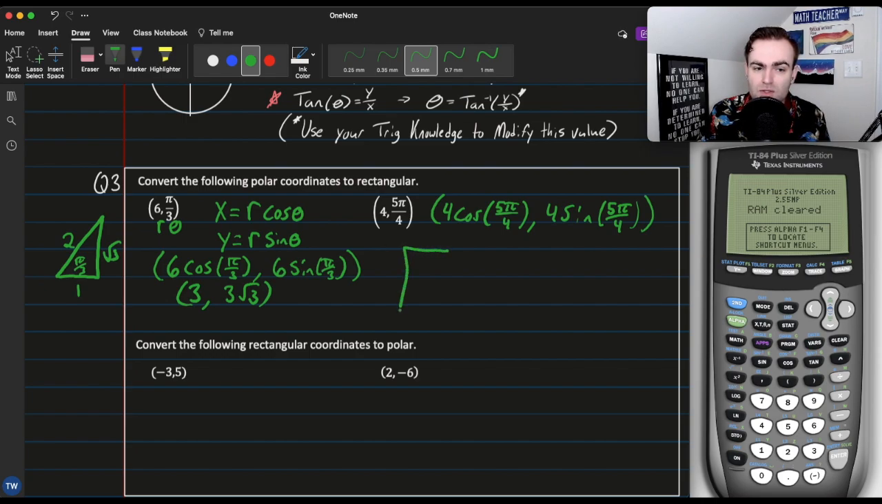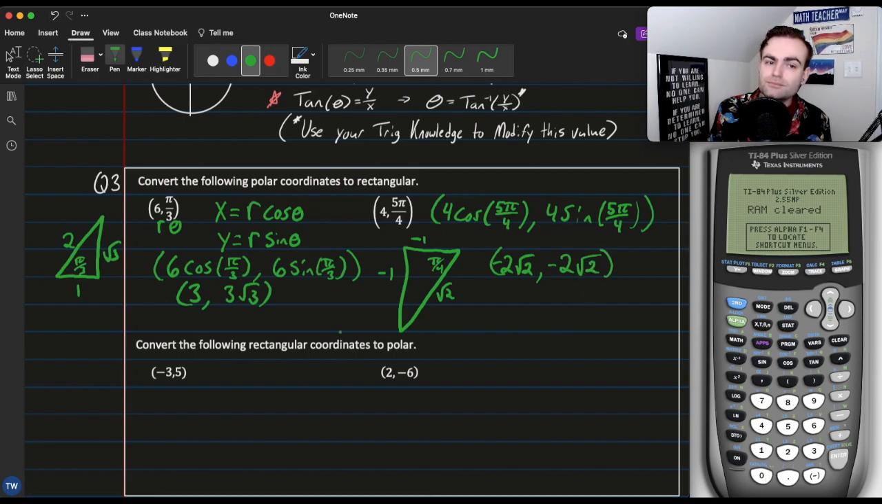So drawing my triangle here, we have pi over 4 more than pi, right? A quarter more than pi, which means that this would be root 2 over 2 for what's going on here. We are going left and down, so this is negative and this is negative. So we have negative root 2 over 2 for both, which means we're having the 4 in both cases, so we have negative 2 root 2, comma, negative 2 root 2. So not bad.